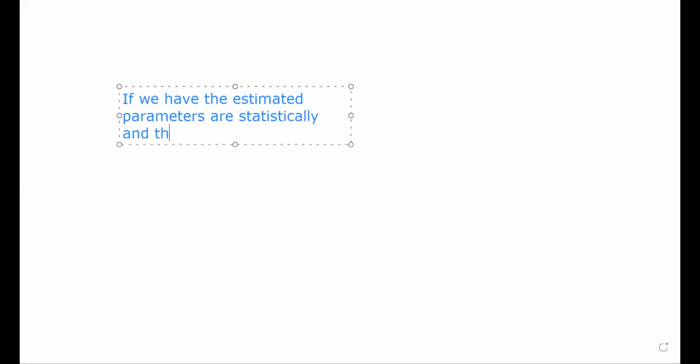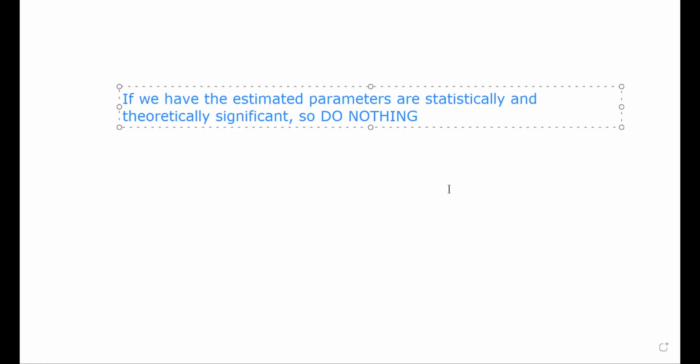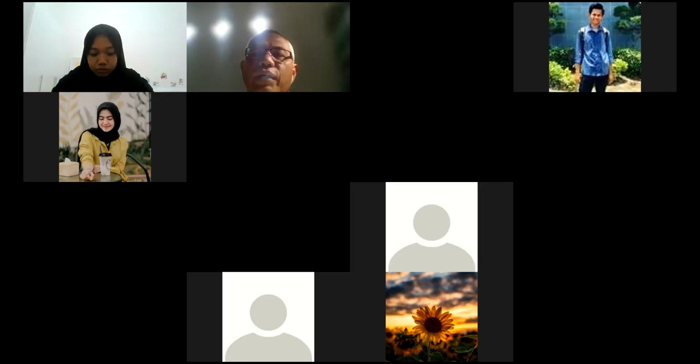For example, if the parameters are statistically and theoretically significant, do nothing. Don't worry. If you have multicollinearity but the parameters are statistically and theoretically significant, do nothing.